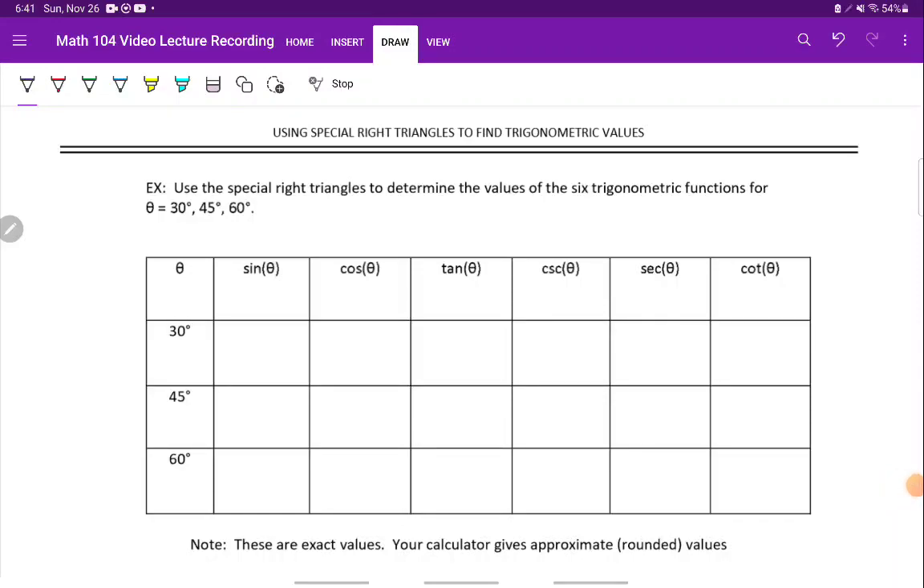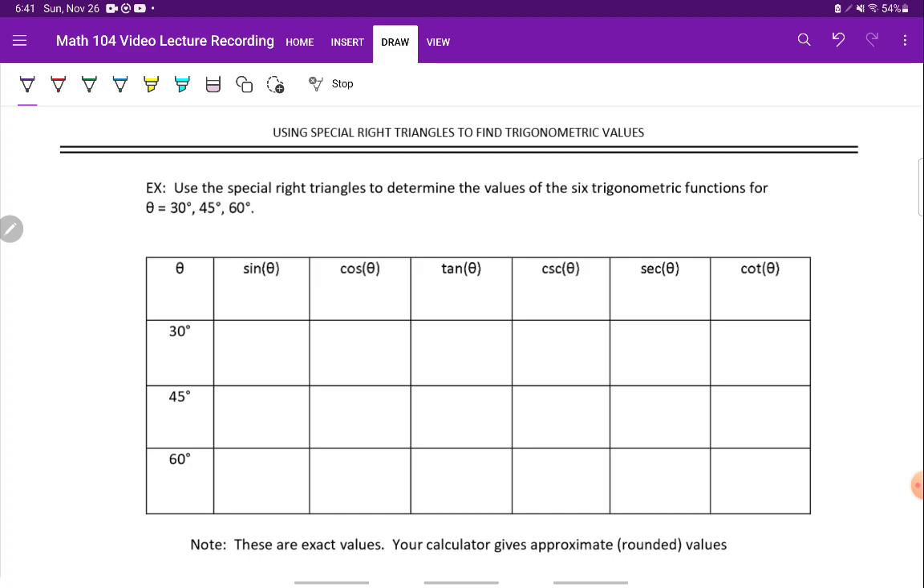This is an extremely important video where I'm going to show you how to use our two special right triangles to find exact trigonometric values. We're going to use our two special right triangles to determine the value of our six trigonometric functions for theta equals 30 degrees, 45 degrees, and 60 degrees.